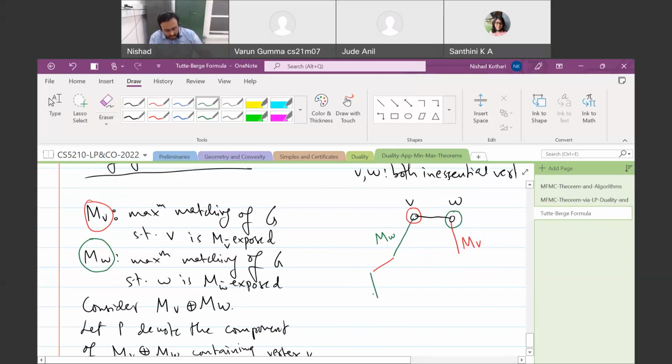Okay. Supposing it stops at some vertex Z, which is not W. Let's say Z is not equal to W. So this vertex has to be either MV exposed or it has to be MW exposed. The case I have drawn right now is when it is MV exposed, which means there is no red colored edge incident here. But then there is a contradiction. Does anybody see the contradiction? I claim that this cannot happen.